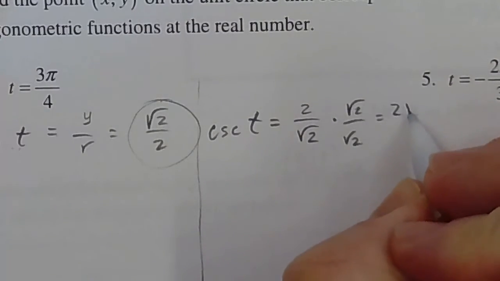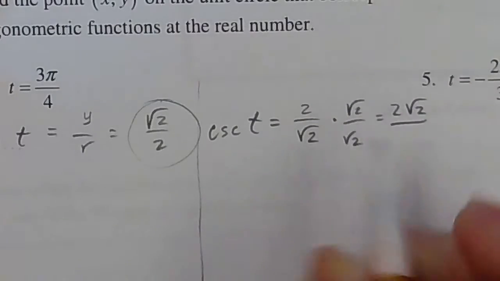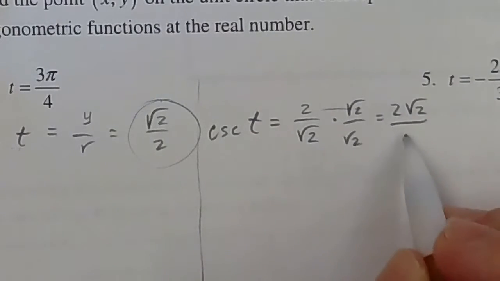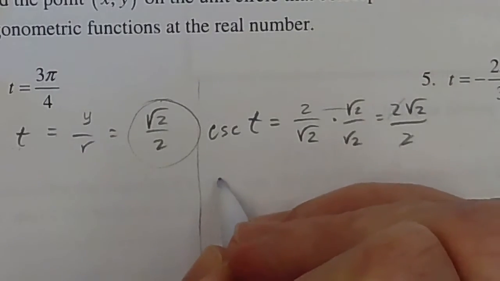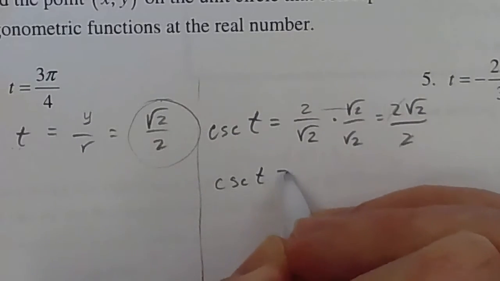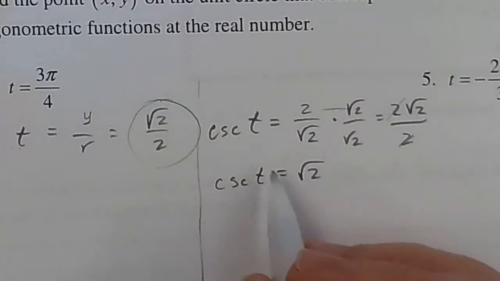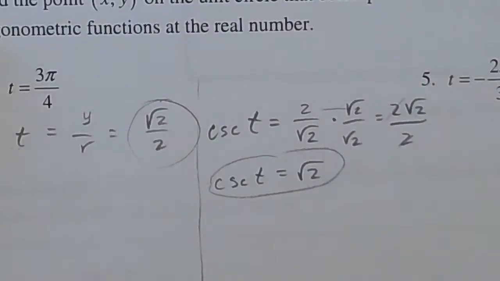So I get 2 square root of 2 up top. The bottom I get 2, so look, this one does reduce. These 2's reduce out, and we just get square root of 2. So let me just clean this up. Cosecant of t is square root of 2. Okay?